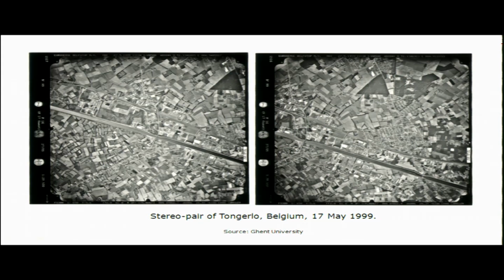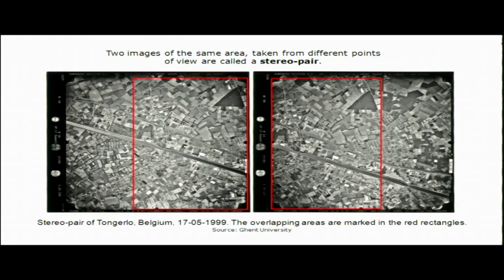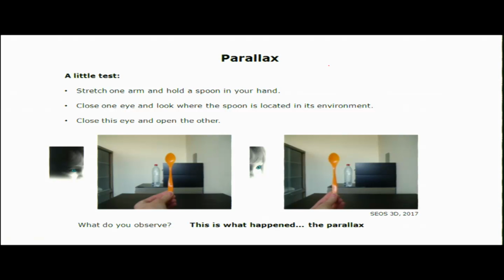So, here is an example of a stereo pair from Tongel, Belgium. In this photograph you can see that the area covered in the red rectangle is the overlap, which you can see in 3D, and that is why these two photographs are called a stereo pair. So here is a live practical in front of you of how the parallax effect works.